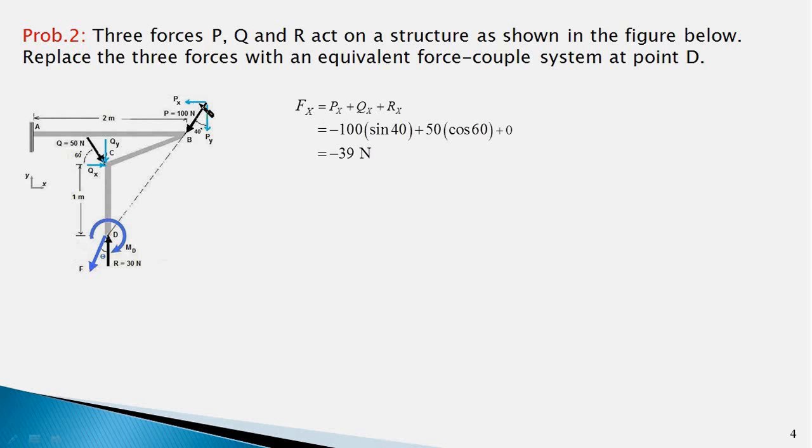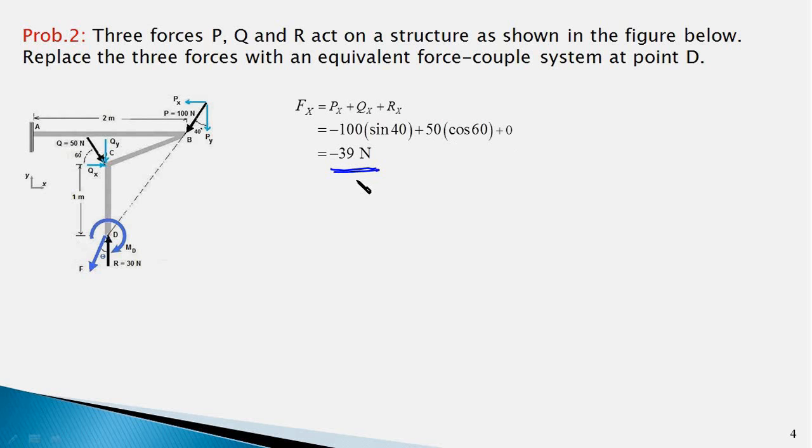This is Px. This will be equal to P sin 40, that is 100 sin 40, and since it points in the negative x direction, therefore the minus sign. This is Qx. This is 50 cos 60 pointing in plus x direction, therefore the plus sign. The force R does not have any x component, therefore the zero term, and Fx will work out to minus 39 Newton.